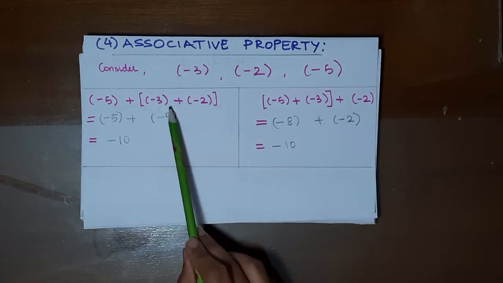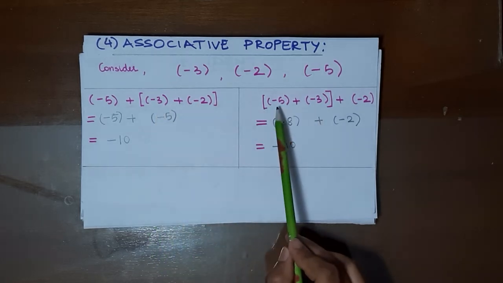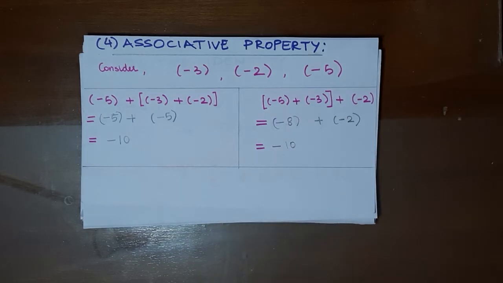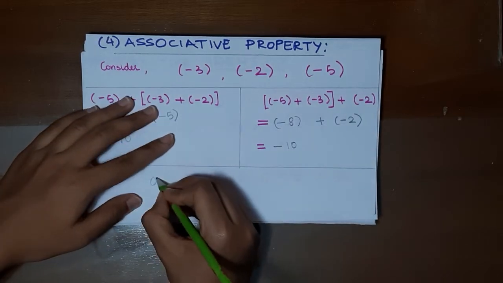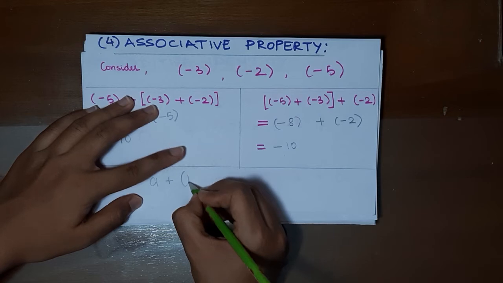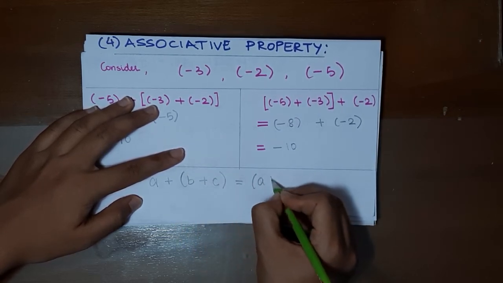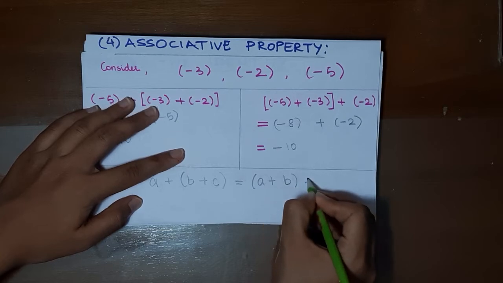When we group the last 2 integers and add, we get minus 10. When we group the first 2 integers and add, we also get minus 10. In general, for any 3 integers a, b and c, we can say a plus b plus c is equal to a plus b plus c.